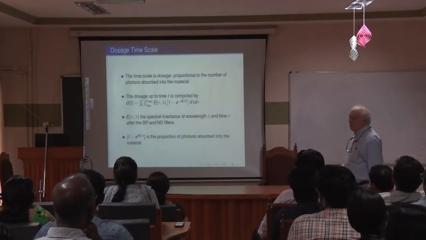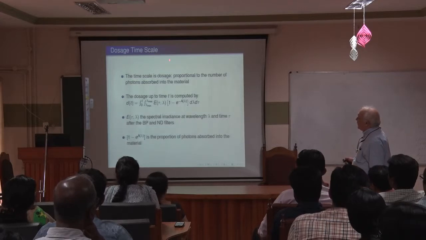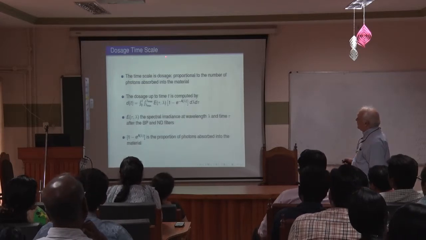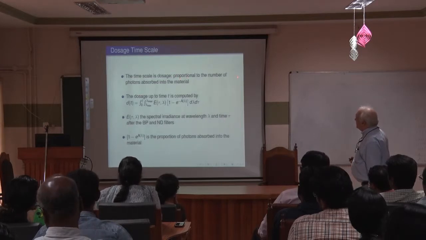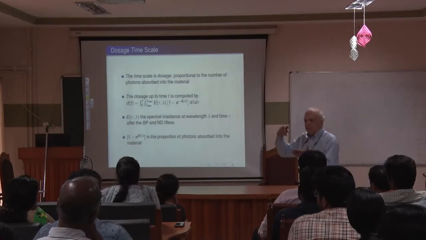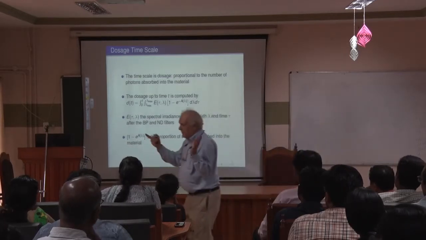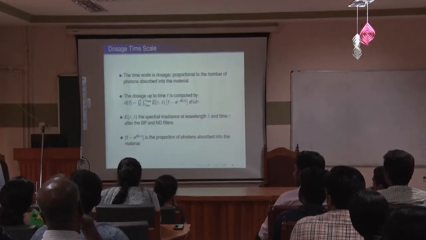Okay, so dosage, as I mentioned a moment ago, is the scientifically relevant time scale. It's proportional to the number of photons that are absorbed into the material. See, sometimes a photon hits the material but doesn't get absorbed. Then it doesn't do any damage. It just sort of bounces off.